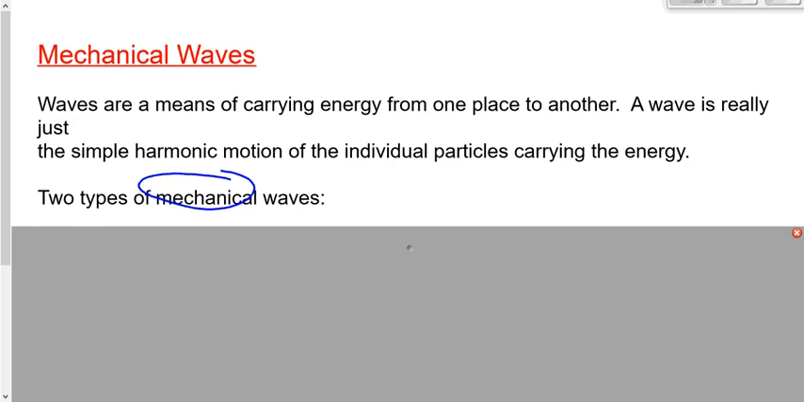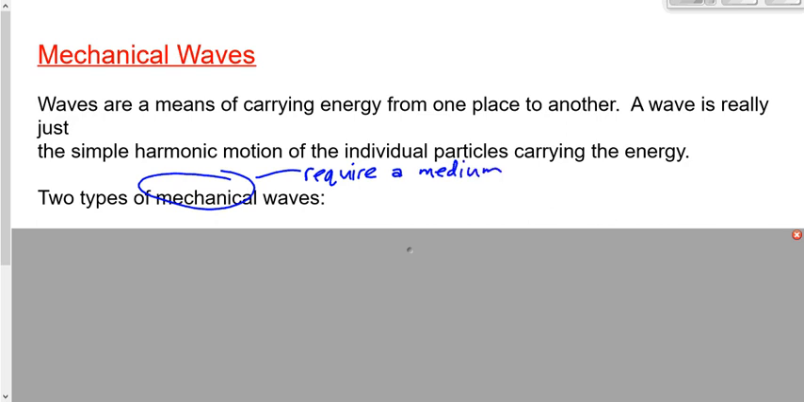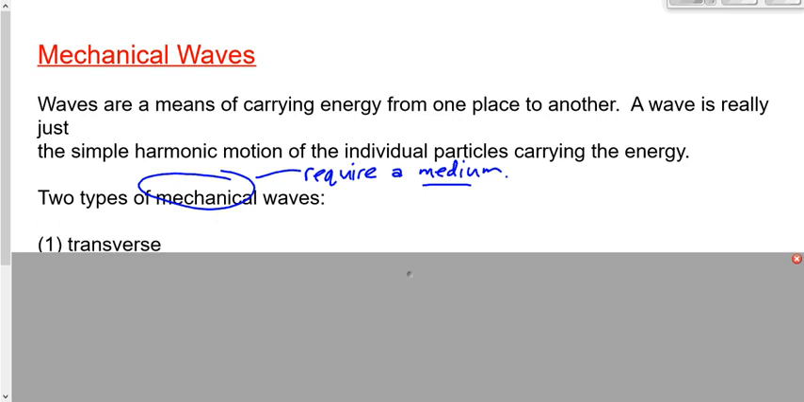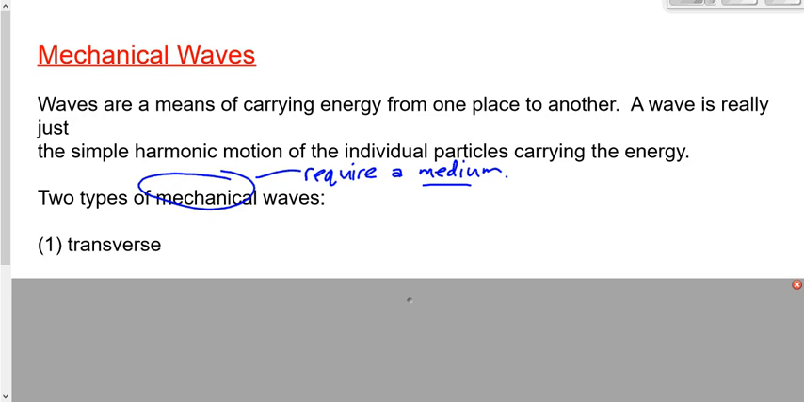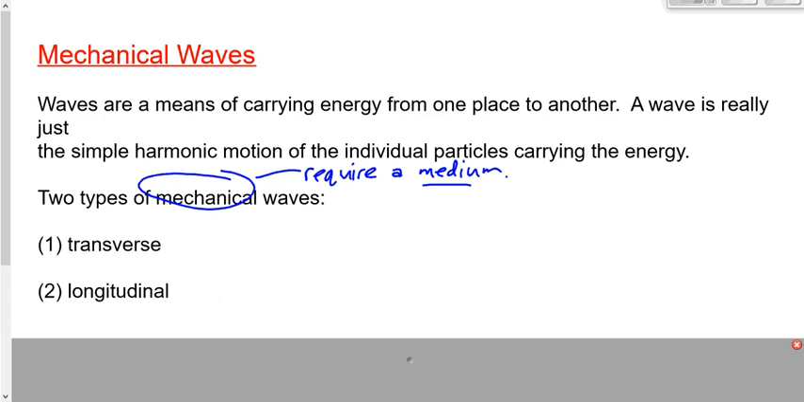Okay, that's what we're focusing on this year, is the mechanical waves, waves that require a medium, waves that require a material to travel through. You guys understand when I say that word medium, what I mean? The material that it travels through. Now, the two types of mechanical waves that we deal with this year are called transverse and longitudinal. These are the two waves that we demonstrated yesterday.